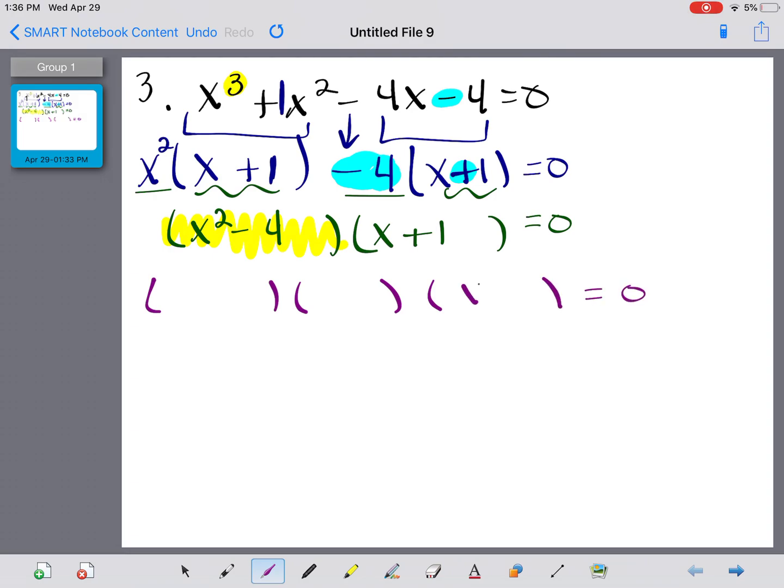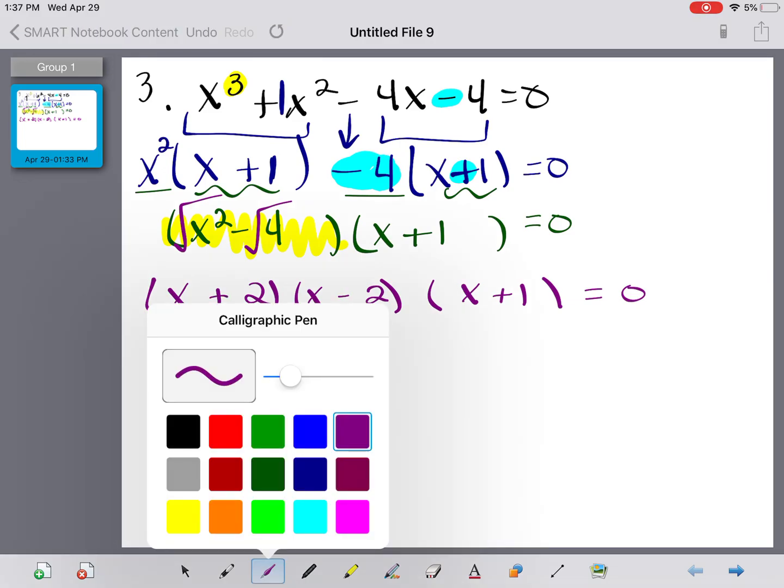Okay. The back parenthesis, x plus 1, we're not subtracting. They're not both perfect squares, so we can't really do anything with x plus 1, so I'm going to rewrite it. Then I'm going to factor that front parenthesis by difference of squares. The square root of x squared is x. The square root of 4 is 2. And then one parenthesis is going to get a plus. The other one's going to get a minus.